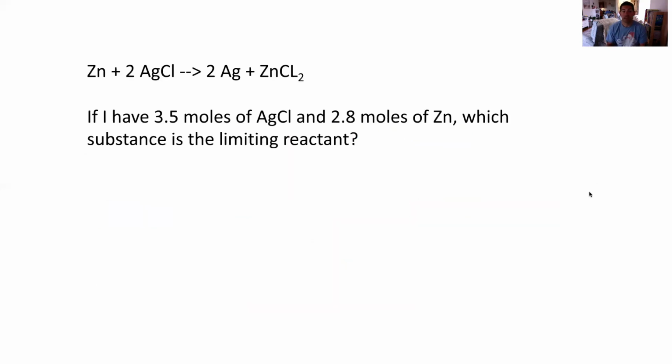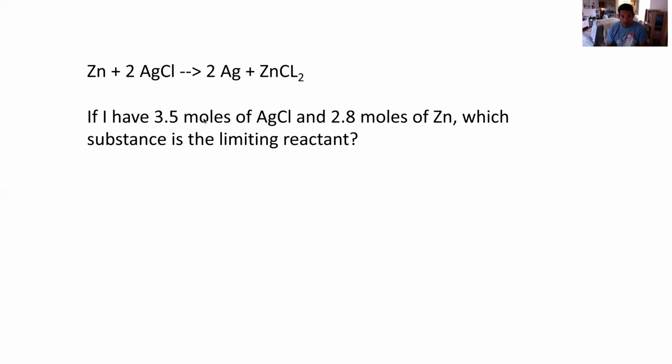All right, so now here is another example. We have the reaction, it's balanced, right? We're given the reaction zinc plus 2 AgCl yields 2 Ag plus ZnCl2, okay? Pure zinc plus silver chloride yields pure silver plus zinc chloride, right? If I have 3.5 moles of silver chloride and 2.8 moles of zinc, which substance is the limiting reactant? Do you know the answer off the top of your head? Maybe this is all clicking and you got that, all right?